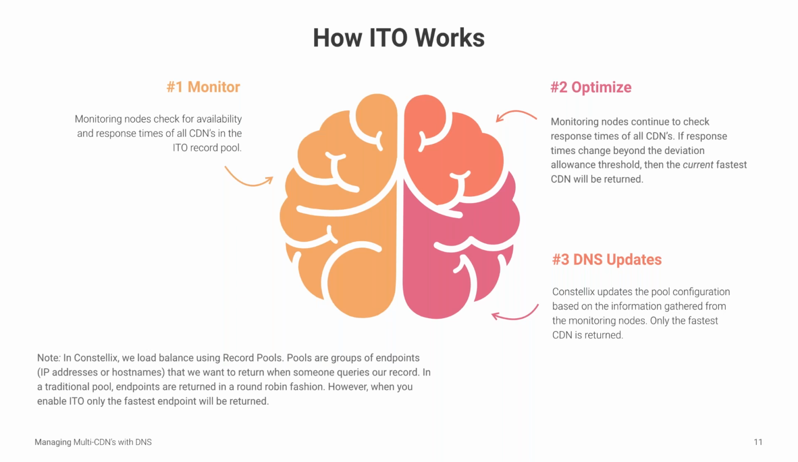Throughout the years, we've had to change the technology behind the scenes. Everything was magnetic disk back in 2003. And nowadays, everything's on SSDs because we're making so many updates so fast. So as we keep going through it, this is how ITO, you think about the brain of the whole entire idea, works. Monitoring is a huge piece of it. Optimizing is a huge piece of it. And then our DNS updates are huge. So we're going to talk about how those are all done within Constellix using the record pools.